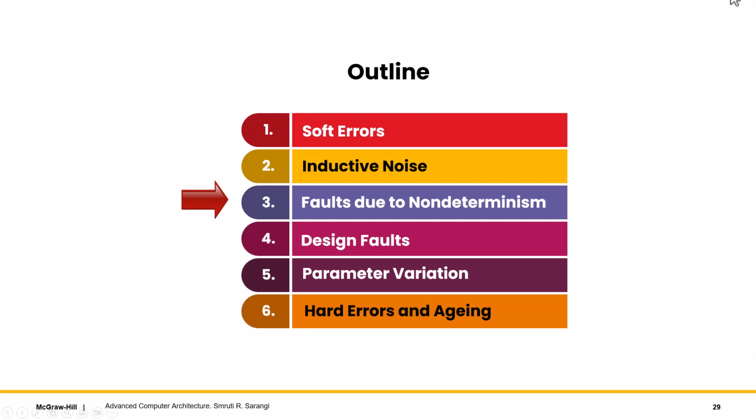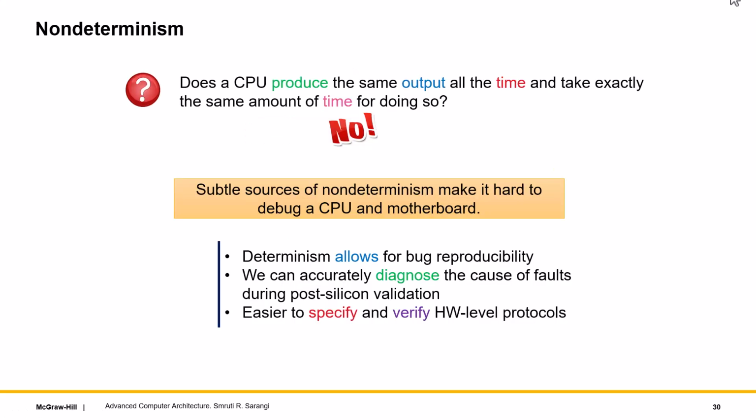Welcome to the second lecture on reliability. So we'll start with faults due to non-determinism. The idea is: does the CPU always produce the same output and always take the same time for doing so? Well, you would assume that the answer is yes, that the CPU is absolutely deterministic, which means that it will produce some output in 2 cycles or 3 cycles all the time.